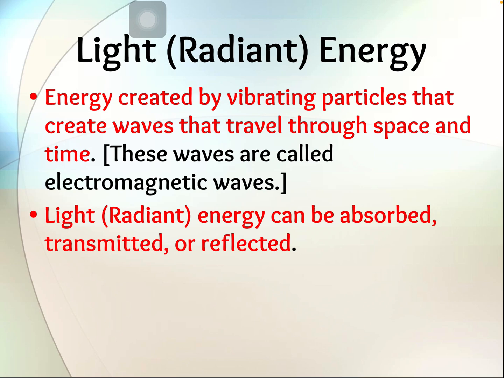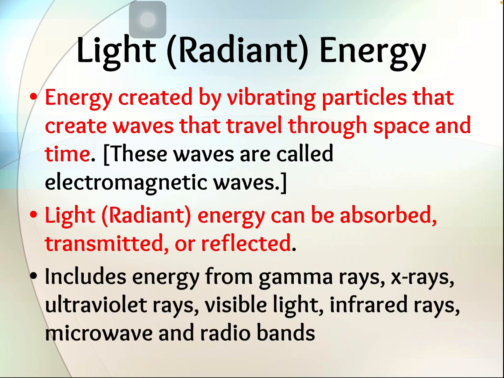Okay, so light energy can be absorbed by objects, it can be transmitted, or it can be reflected off of objects. It includes energy from gamma rays, X-rays, ultraviolet rays, visible light, infrared waves, microwave, and radio bands. Again, those are all the different kinds of rays which are in what we call the electromagnetic spectrum.